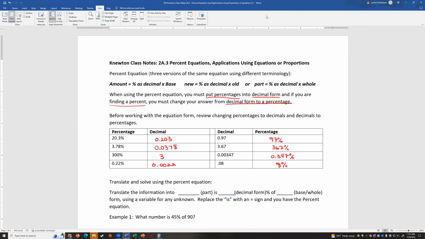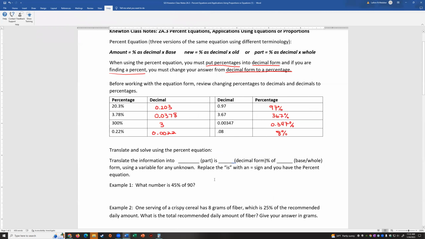Okay. So when we look at how to work with these problems, we're going to be translating them into an equation that we can then solve. The word is, so we're going to have our part is blank percentage of the whole, where the percent is going to be a decimal, and the is equals, and the of is times. So that's kind of our formula that we use.